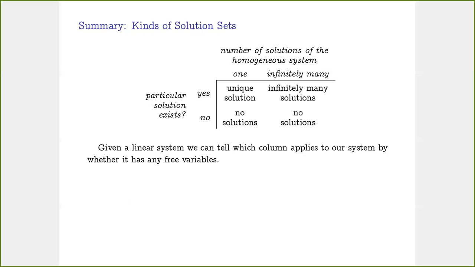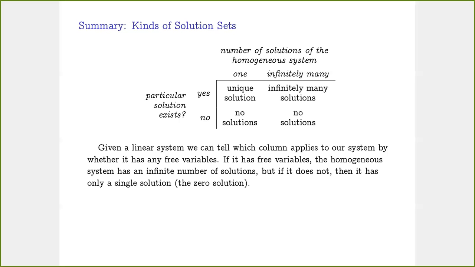Given a linear system, we can tell which column applies to our system by whether it has any free variables. If it has at least one free variable, we have infinitely many solutions. If we're dealing just with a homogeneous system, we always have a solution. So the homogeneous systems are always in the first row. If we don't have any free variables, we have a unique solution for the homogeneous system. If it has free variables, the homogeneous system has an infinite number of solutions, but if it does not, then it has only a single solution, the zero solution.